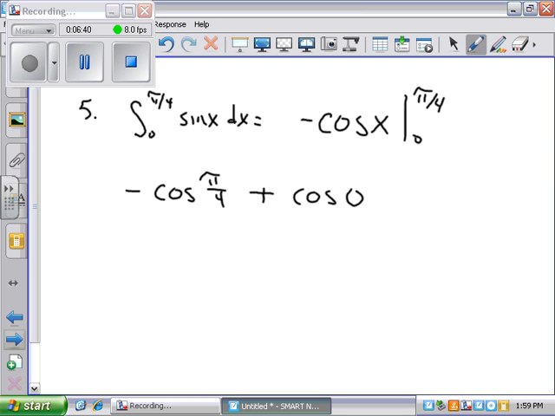Now, does anyone remember what the cosine of 45 degrees or pi over 4 is? Pi over 4 is 45 degrees, so what's its cosine? Those are the ones you have to know. Radical 2 over 2. So you have negative radical 2 over 2. And what about the cosine of 0? Think of your unit circle. Yep. So it is D.